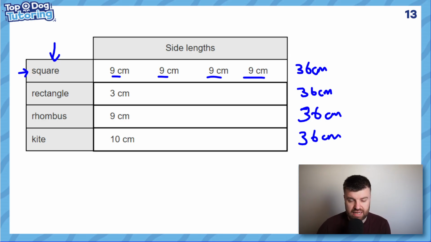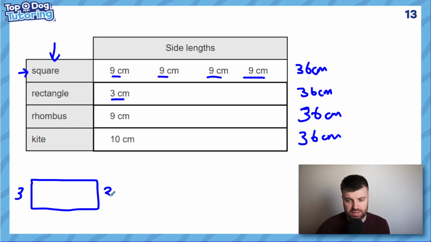Okay, so let's look at the rectangle first. What do we know about a rectangle? Well, I might want to draw it just to make sure. And one of the features we're being tested on here for a rectangle is that opposite sides are equal. So if one of them is 3, we know straight away the other one must be 3. So we can write down 3 centimeters straight away.